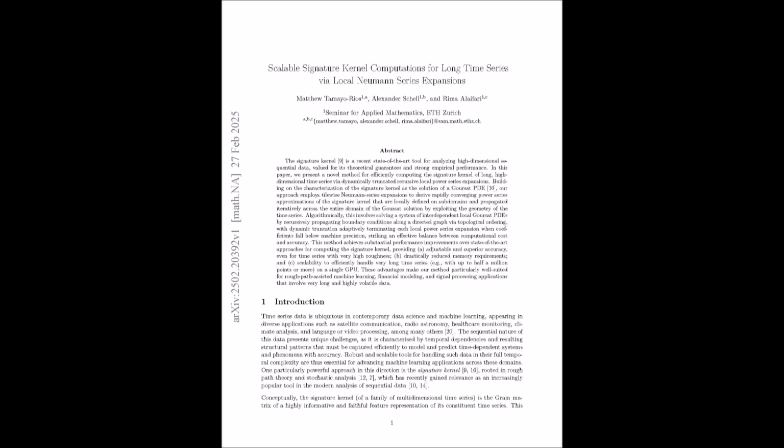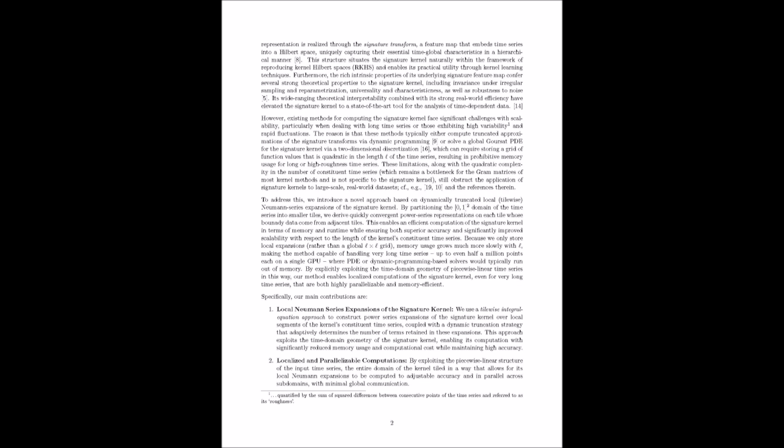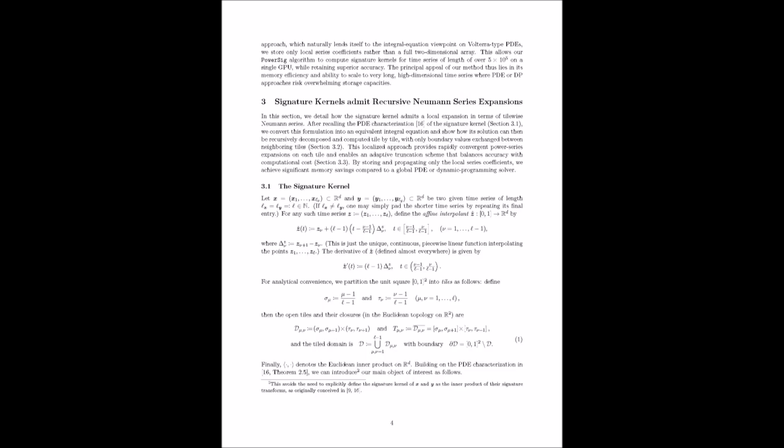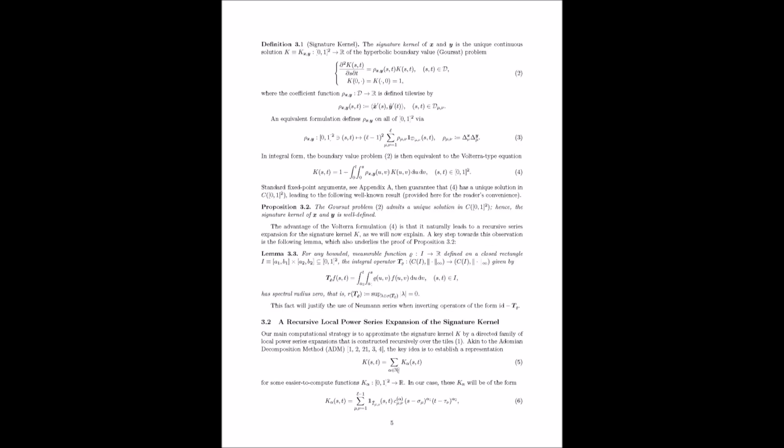Local Neumann series expansions. Yeah, so basically they're dividing the time series into smaller chunks. They call them tiles. And then they use these Neumann series to approximate the signature kernel on each of those little tiles. So instead of tackling the whole time series all at once, they're zooming in on smaller segments and figuring things out piece by piece. Exactly, that's a great way to put it. But how do they make sure that all these little approximations actually add up to an accurate representation of the whole signature kernel?